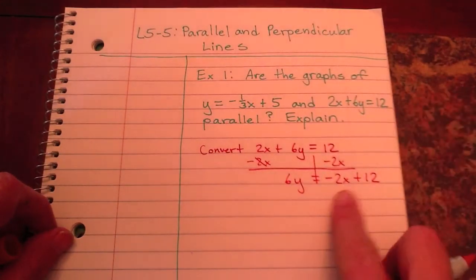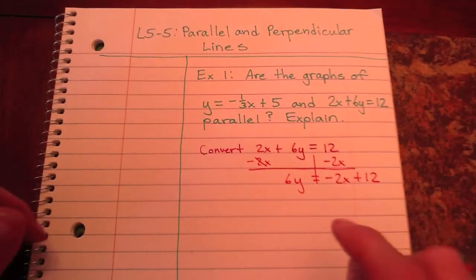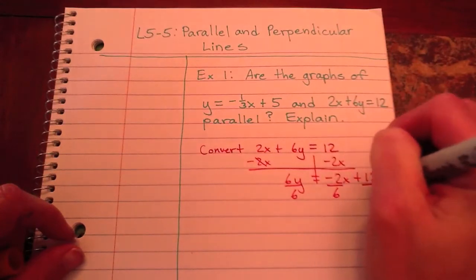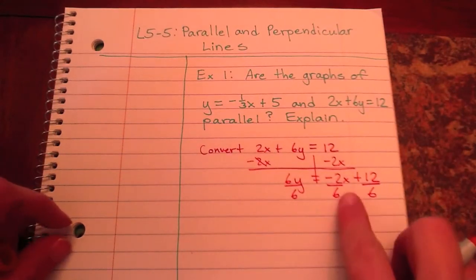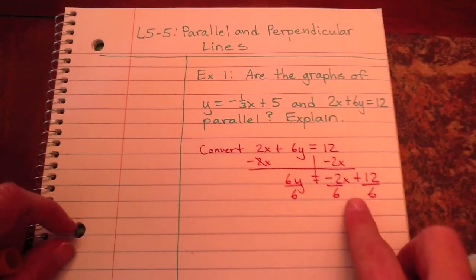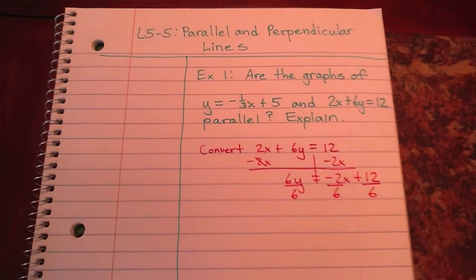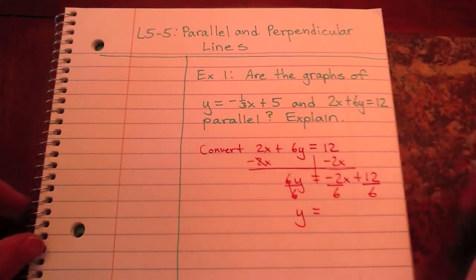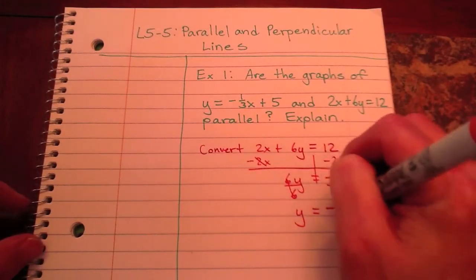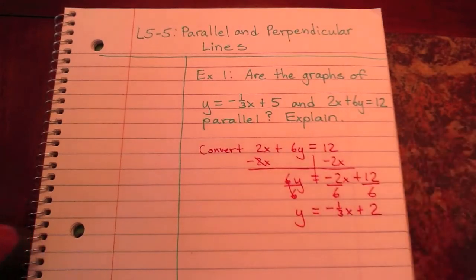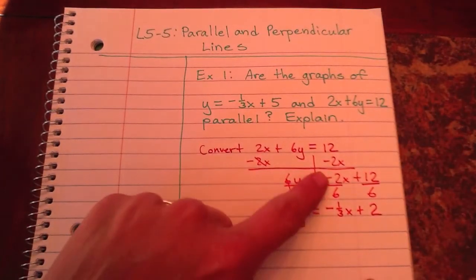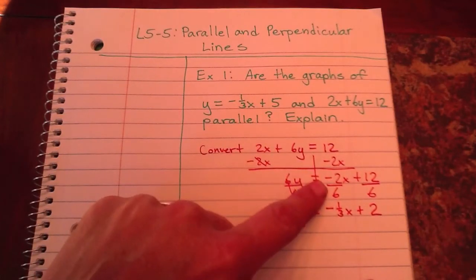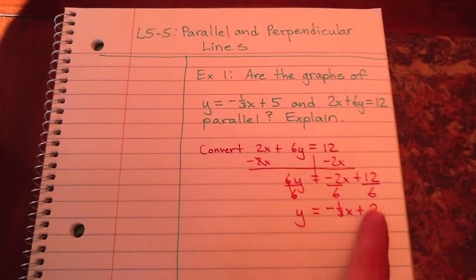I always write mx plus b form. Then I'm going to divide every term by 6. Or if you wanted to look at it as this whole side by 6, but you'd eventually have to split it up anyway. I end up with y equals negative 1/3 x plus 2. And the way I got that, 2 goes into 2 once, 2 goes into 6 3 times. So I simplified that fraction. 6 goes into 12 twice.